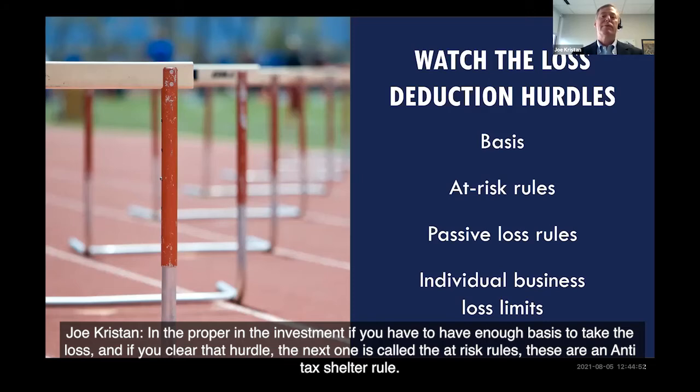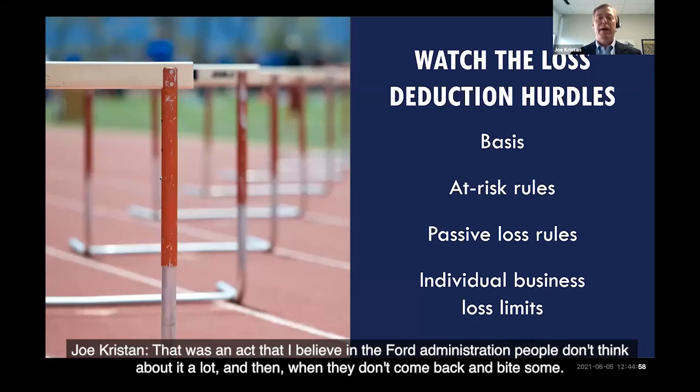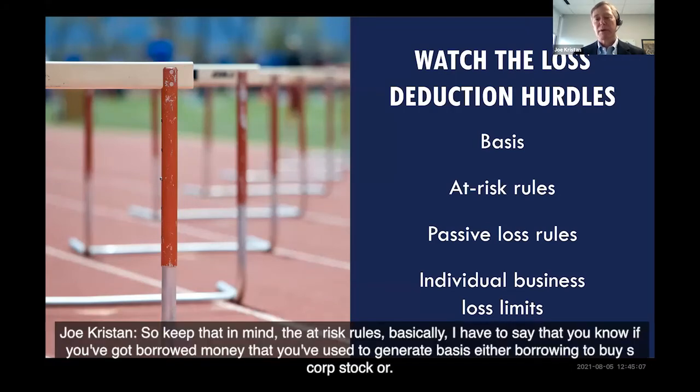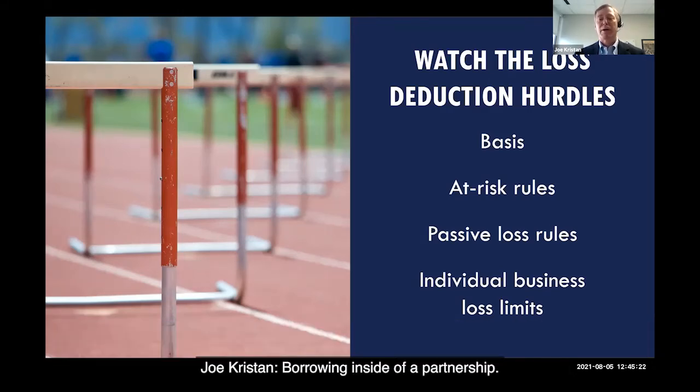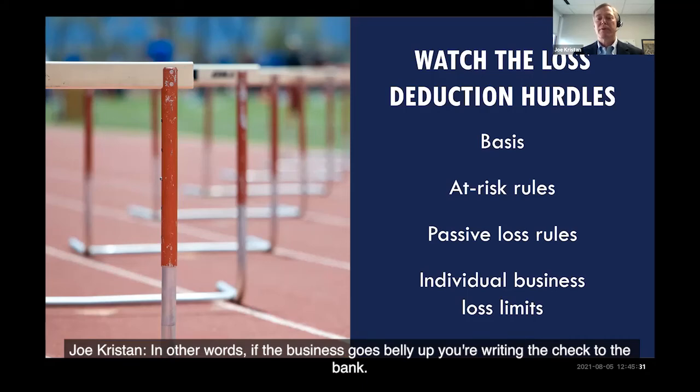Then if you clear that hurdle, the next one is called the at-risk rules. These are an anti-tax shelter rule that was enacted, I believe, in the Ford administration. People don't think about it a lot, and then when they don't, it comes back and bites them. So keep that in mind. The at-risk rules basically say that if you've got borrowed money that you've used to generate basis, either borrowing to buy S corporation stock or borrowing inside a partnership, you have to be on the hook for that one way or another. In other words, if the business goes belly up, you're writing the check to the bank.